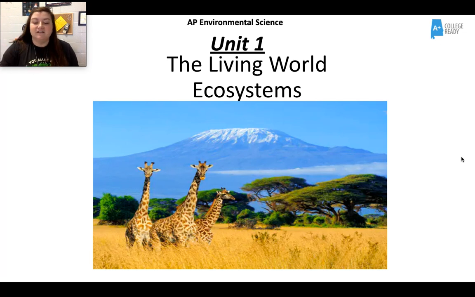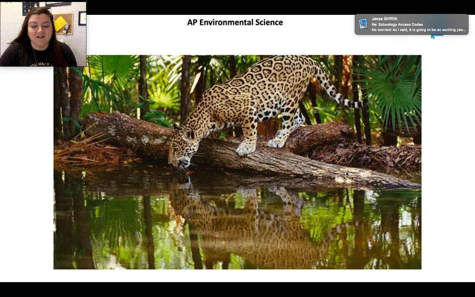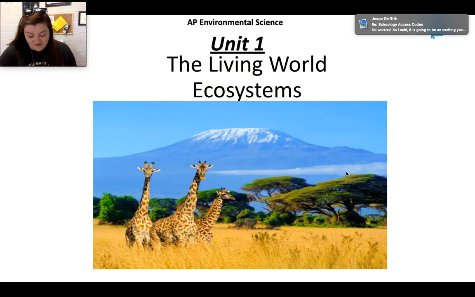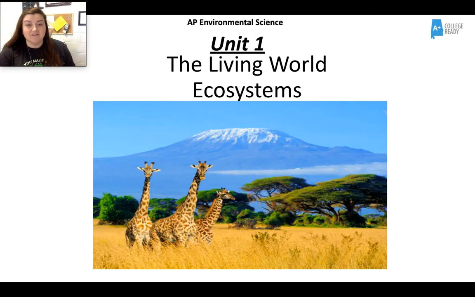The initial vocabulary that we have on here should hopefully be things that you already know about. We've got ecology, the study of how organisms interact with each other and with their environment. That's a big thing that I think people don't realize. A lot of people get ecology confused with this idea that it's just the study of the environment, right? But that's not necessarily true. It's how organisms interact with each other and with their environment.